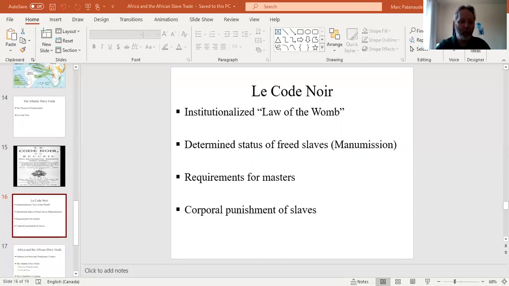Le Code Noir required masters to provide a bare minimum of food, clothing, shelter. I mean, the bare necessities of life. It required masters to provide their slaves food, clothing, and shelter. Now, Le Code Noir did not specify the type of food, type of clothing, type of shelter. And so many masters would just do the bare minimum.